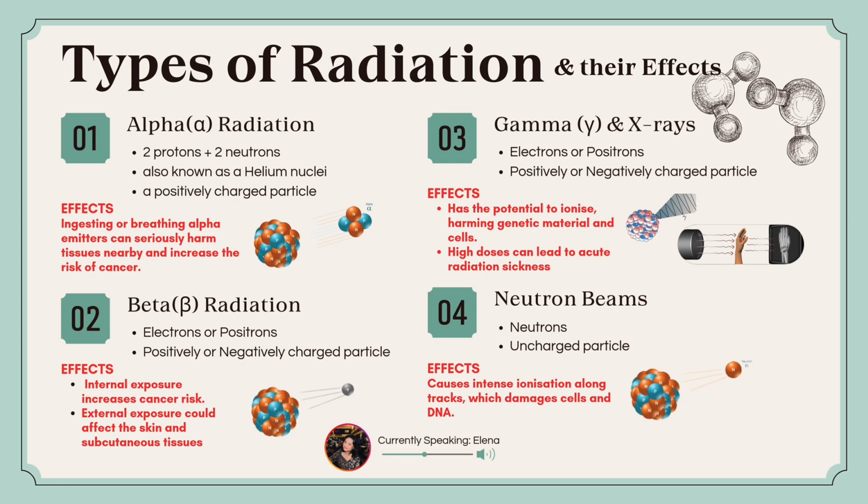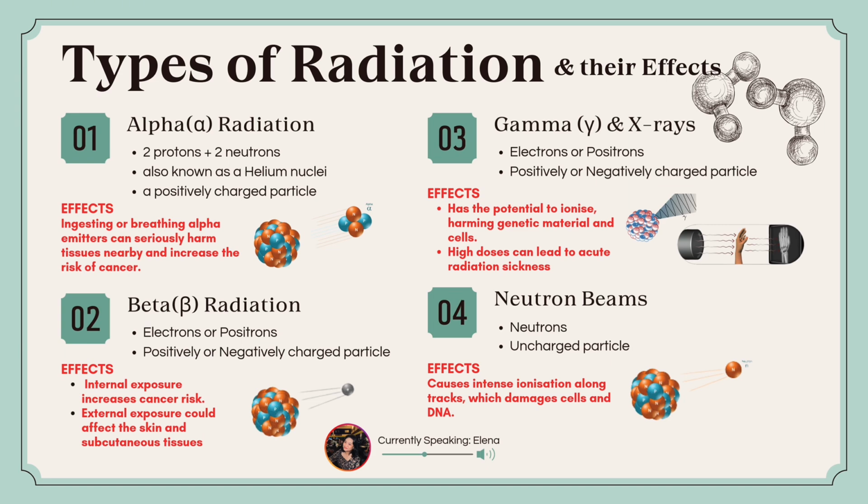The second type of radiation is beta radiation, which consists of electrons or positrons that are negatively or positively charged particles. The internal exposure towards beta radiation can increase the risk of cancer. Next, external exposure to beta radiation could also affect the skin and subcutaneous tissues.